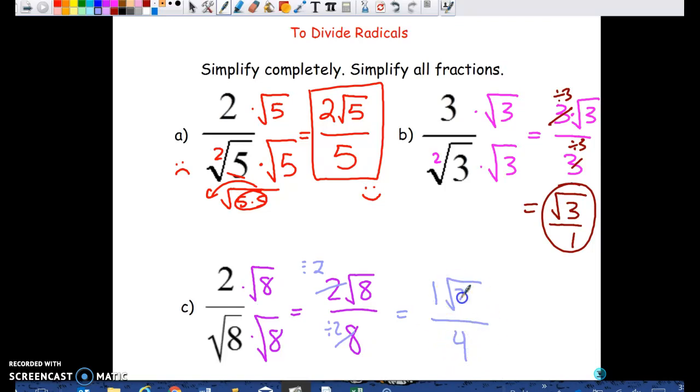But the square root of 8 is actually 2 times 2 times 2. That's 8. So I can pull out a group here. I'm actually going to get 2 square roots of 2 over 4, which is actually square root of 2 over 2.